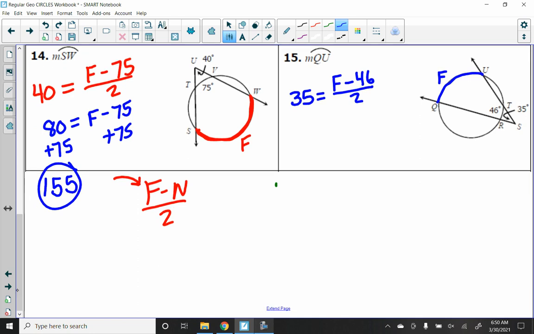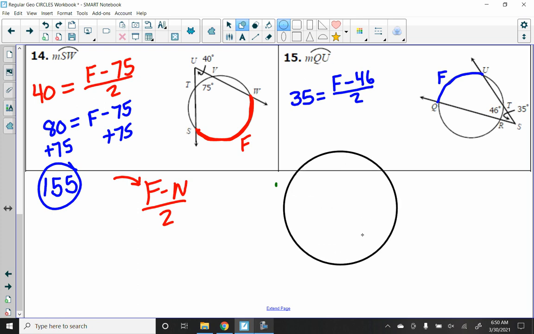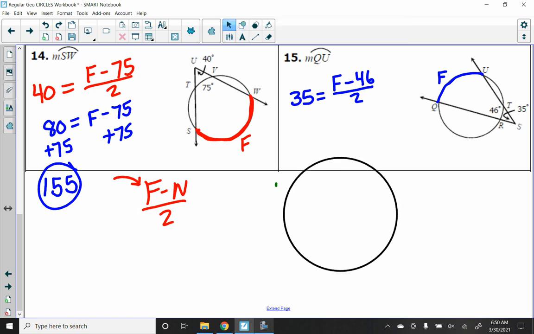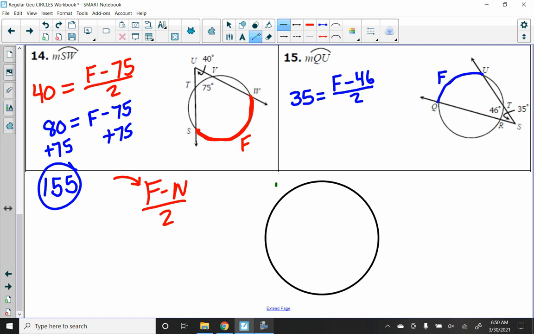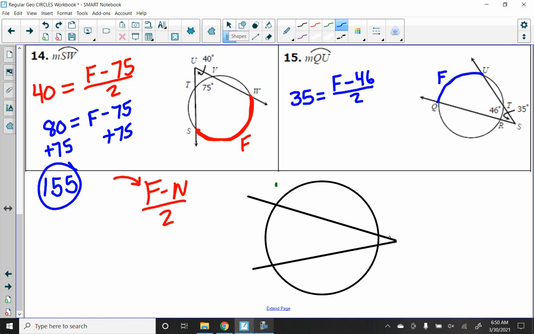So real quick, I can do a little quick example here just to show you what you'll see if it's a near. I would hope you write this down. If you don't, that's fine. It's not the end of the world, but I just want you to see it. Okay. Let's say, I'm going to make this as easy as possible. Let's say this is 20 degrees. And let's say this out here is 80. And you're trying to find this arc.